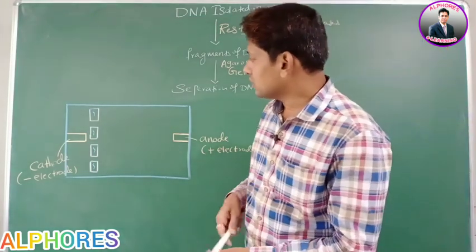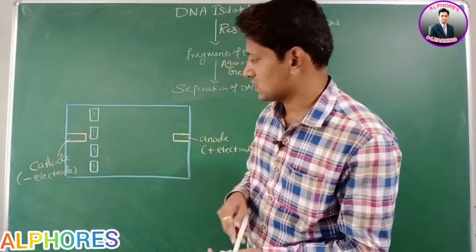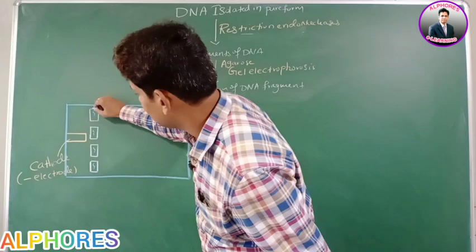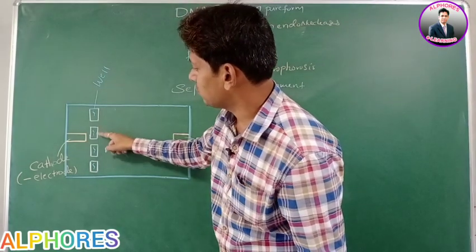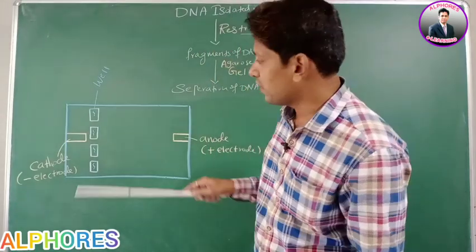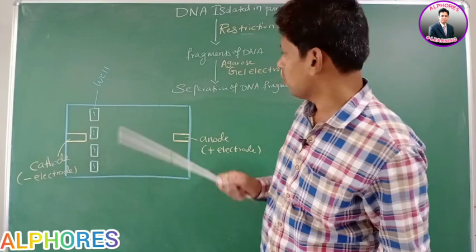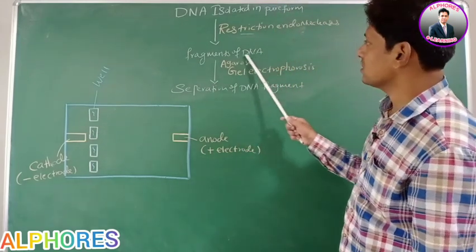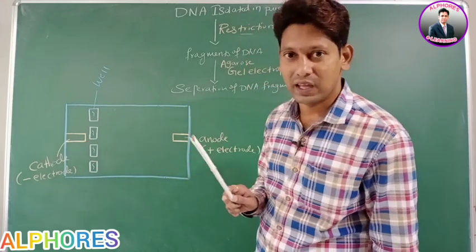Right. Now, what are these white boxes? These white boxes are nothing but wells. All these white boxes are wells. In these wells, we are taking DNA fragments. We are taking DNA fragments into these wells. Is this statement clear?